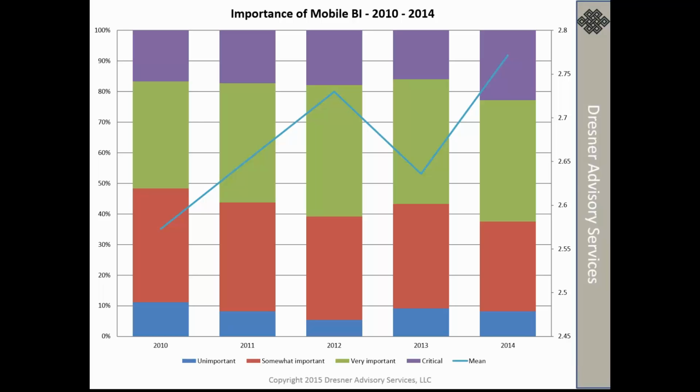I think there have been so many distractions that organizations have had to deal with that might explain that slight dip. But in 2014, it actually jumped up far beyond where it had been previously. So the intent and the importance surrounding mobile BI is higher than it's ever been.